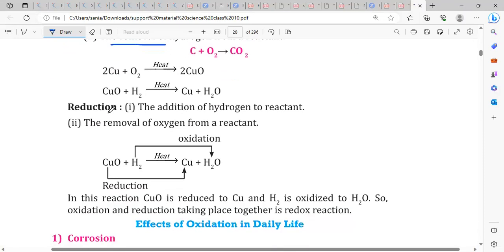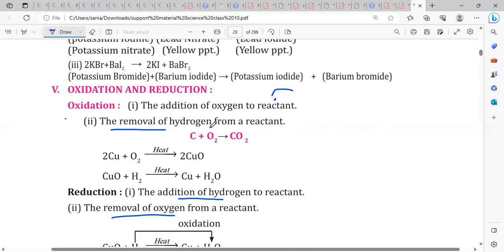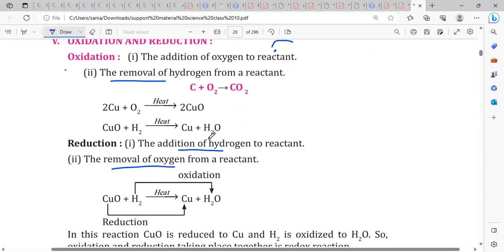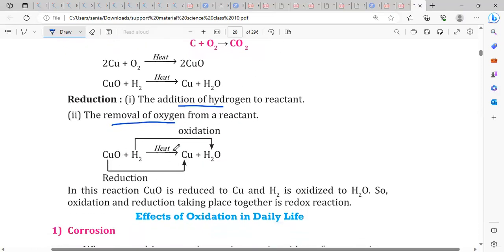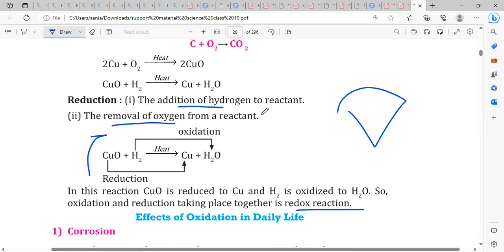Then reduction. Reduction means you will add hydrogen, but you will remove oxygen. Clear? In oxidation you were adding oxygen and removing hydrogen, but in reduction, you will add hydrogen and remove oxygen. You will write this example. In this reaction, CuO is reduced to Cu and H2 is oxidized to H2O. So the oxidation and reduction taking place together is a redox reaction, where both oxidation as well as reduction take place.